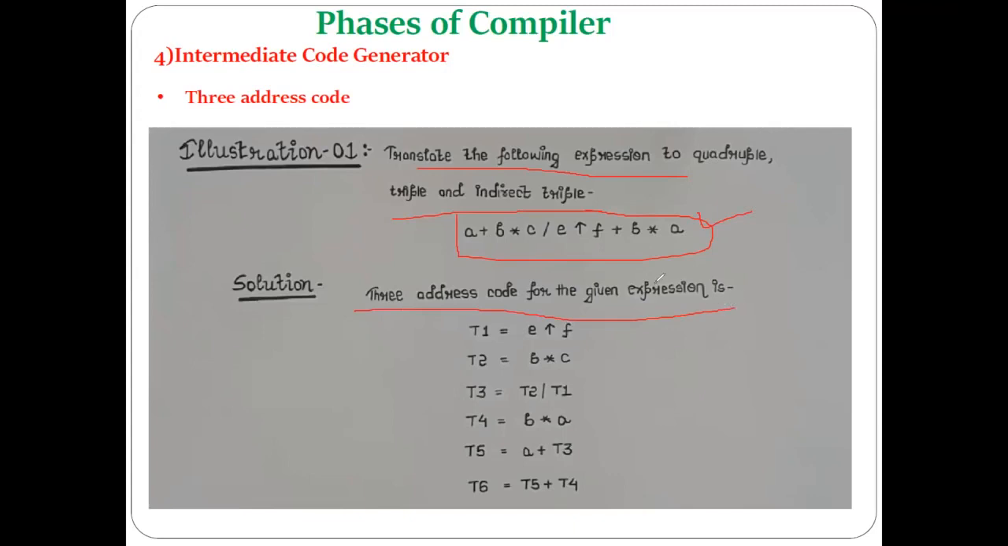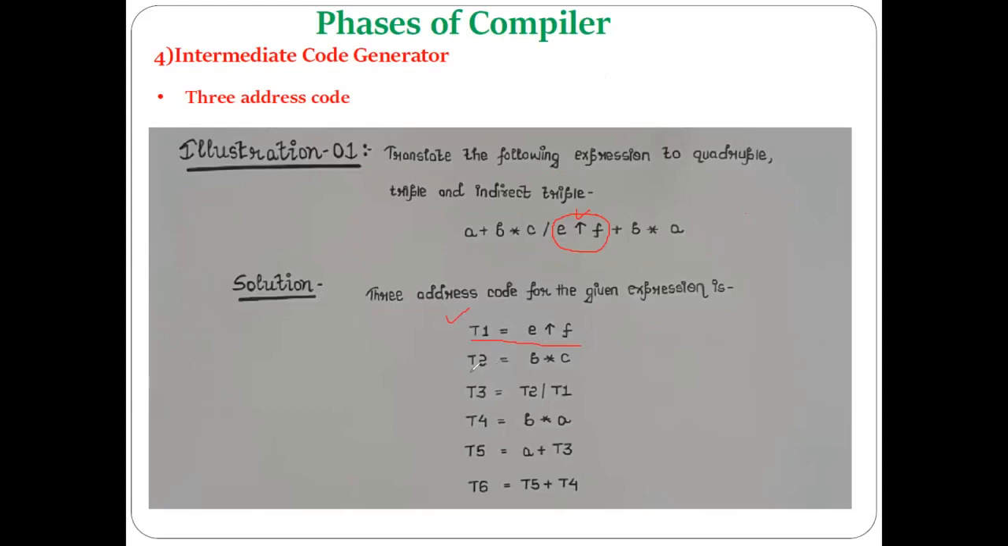While converting it into the three address code, we have to focus on the precedence of the operator. Now in this whole expression, raised to has the highest precedence, then multiplication, then division, and then plus. So here we utilize the first temporary variable t1. You can see t1 equal to e raised to f. The highest precedence is given to raised to, that is the reason the first three address code statement is t1 equal to e raised to f.